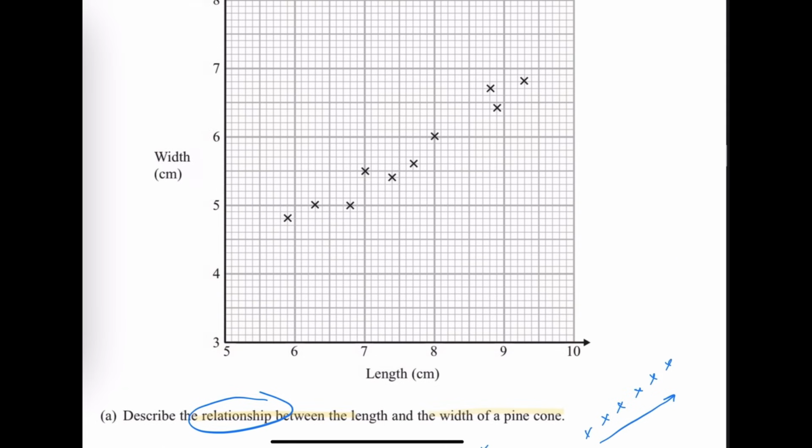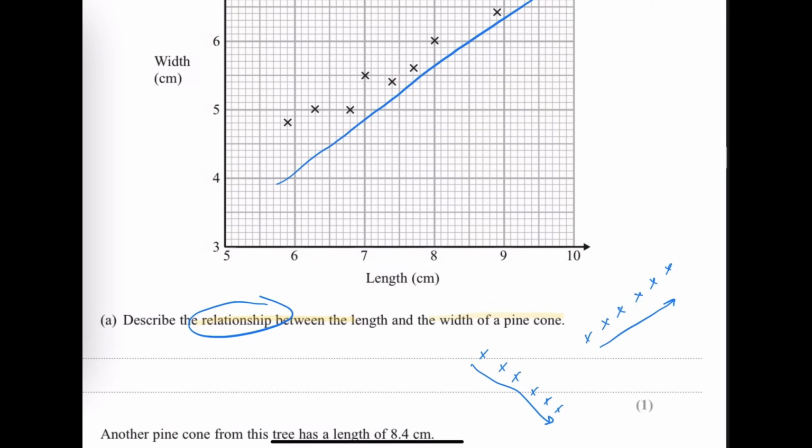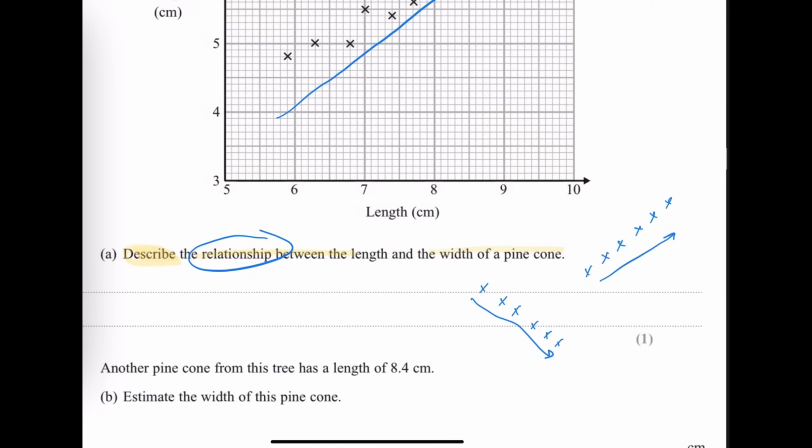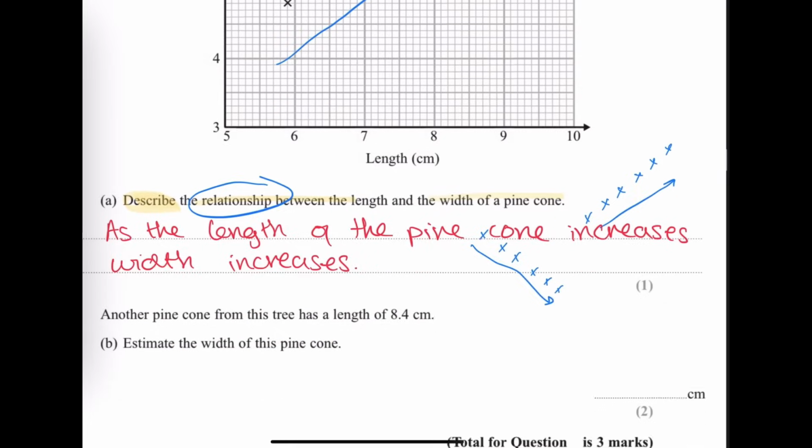So we can see over here that the trend mostly goes up. So we know that the relationship is a positive relationship. And here they say describe, so we need to make sure that we completely describe, and this is using a complete sentence. So it is, as the length of the pine cone increases, the width also increases.